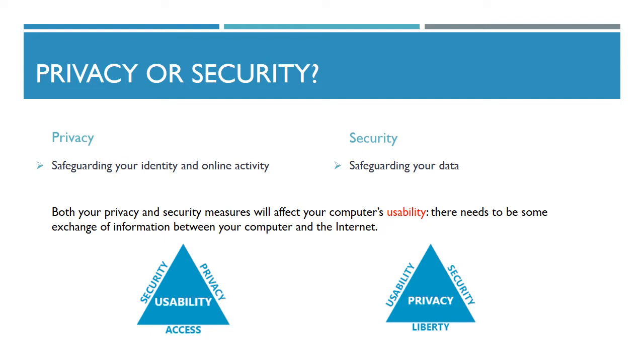You also need to consider your computer's usability. There does need to be some communication between your computer and the internet in order for you to navigate it smoothly. It is a fine balancing act between your security measures, desired level of privacy, and desired level of access. Your privacy levels are also a balancing act between your liberty online, your desired levels of security, and computer usability.